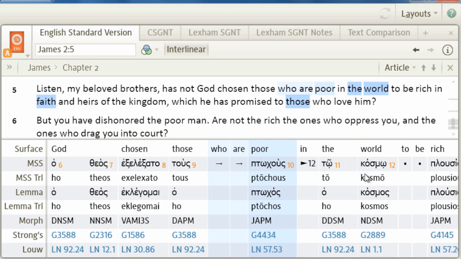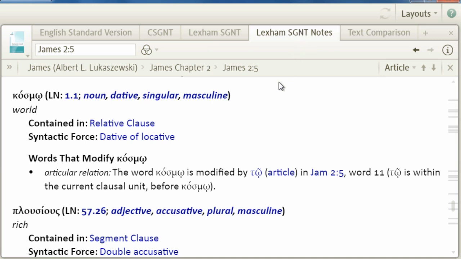Both the definite article and the noun are in the dative case. And you can see that the ESV has supplied the English preposition in to help express the idea behind this Greek word, in this case, in this context. Now, because this Greek word cosmo refers to a location, and because it's in the dative case, scholars label this use the dative of location, or locative dative. And if we look at the syntactic Greek New Testament, expansions and annotations, we see that that's the label for the syntactic force that this word's been given.